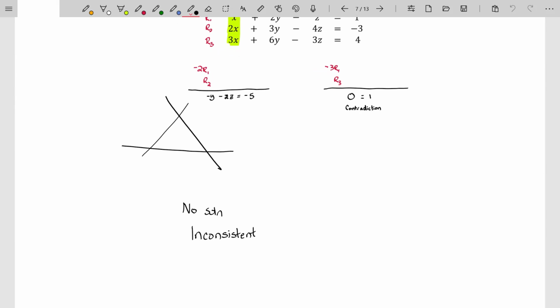All right, that's it for a review on how to solve large systems or 3x3 systems using substitution and elimination. In the next video, we're going to go ahead and do a parametrization so that if we have an infinite number of solutions, we can actually talk about that.